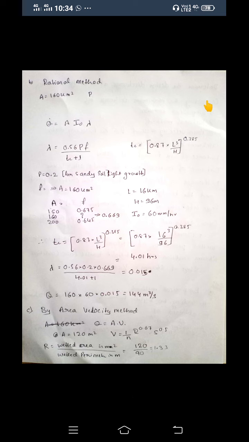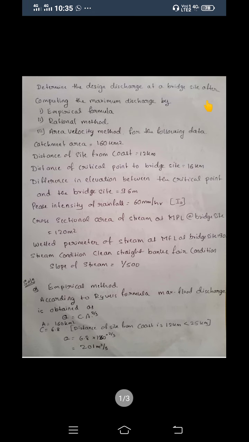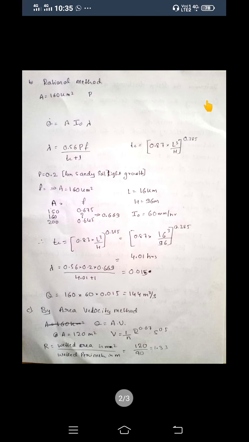Now the second one, that is the rational method. In the rational method, again A is equal to 160 square kilometers. The discharge Q as per the rational method formula is Q equal to A I naught lambda. A is the total catchment area, and I naught is the intensity of rainfall. Here he has given the peak intensity of rainfall equal to 60 mm per hour, so that is I naught.